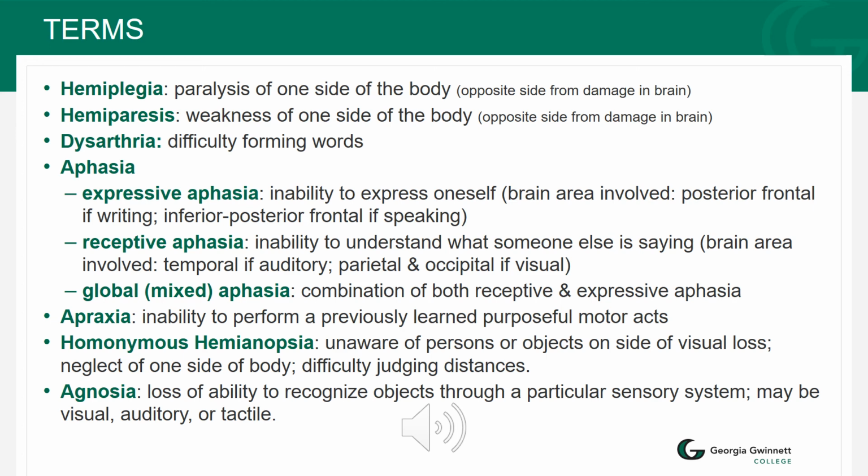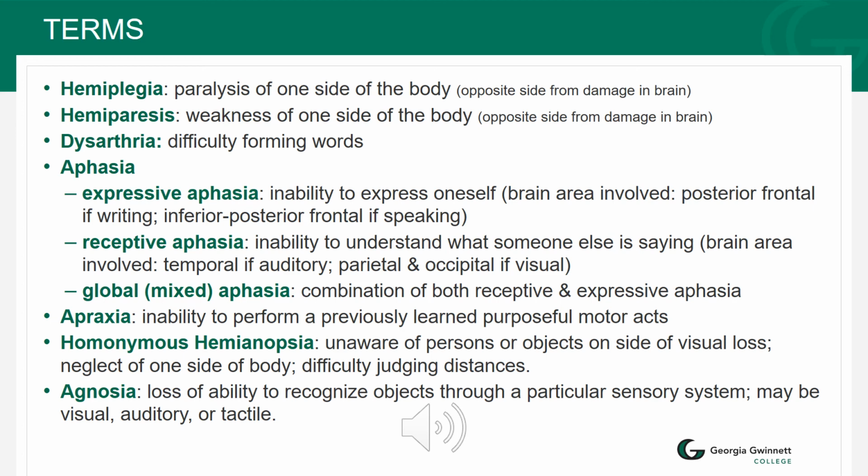Apraxia is a disorder of the brain in which the client is unable to perform tasks or movements when they're asked to. The request or command is understood. They're willing to perform the tasks, and the muscles needed to perform those tasks are working properly, but they've learned those tasks before, but they're unable to perform them.